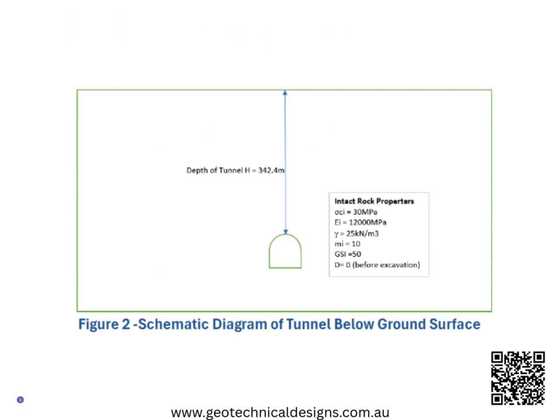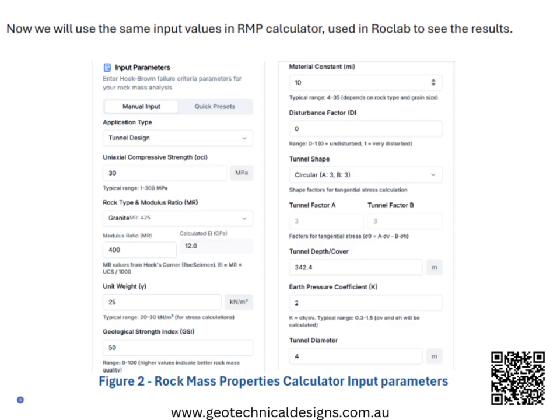Figure 2 is the schematic diagram of the tunnel, which is 342.3 meters below the ground surface, and the input parameters adopted for calculating rock mass properties around the tunnel. Now, to compare the results in our calculator, we will incorporate all the input parameters adopted in RocLab. Here figure 2 shows the rock input parameters in our rock mass calculator.